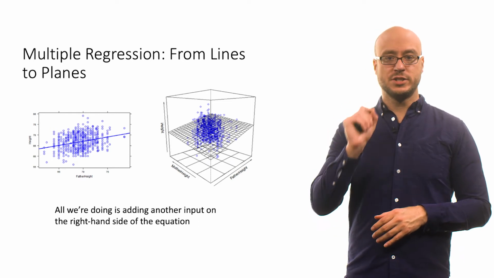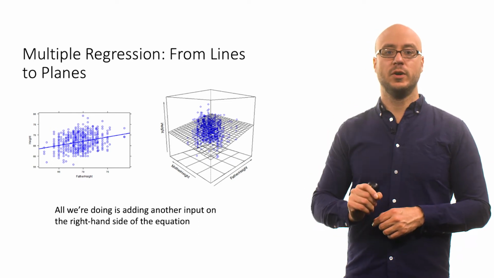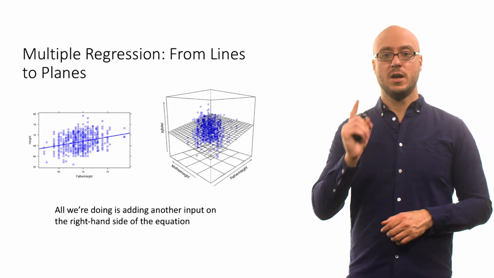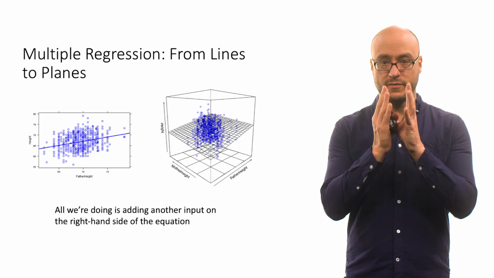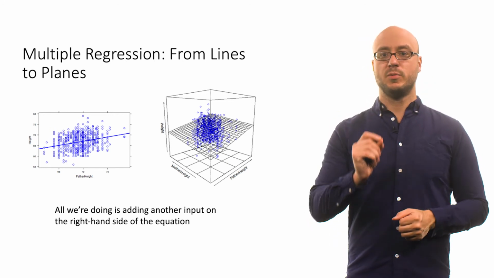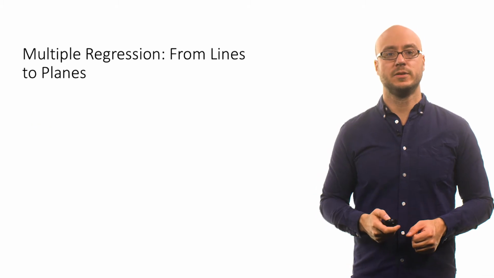This is just a function of adding another input on the right-hand side of the equation. We're just adding another x variable. Instead of looking at parental height together as one variable, we're saying we're looking at father's height and mother's height to predict the height of children.